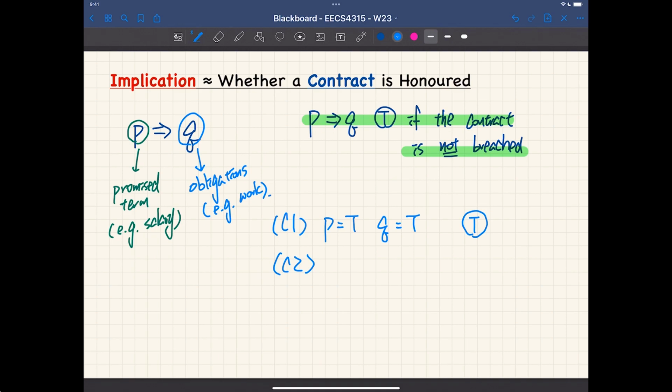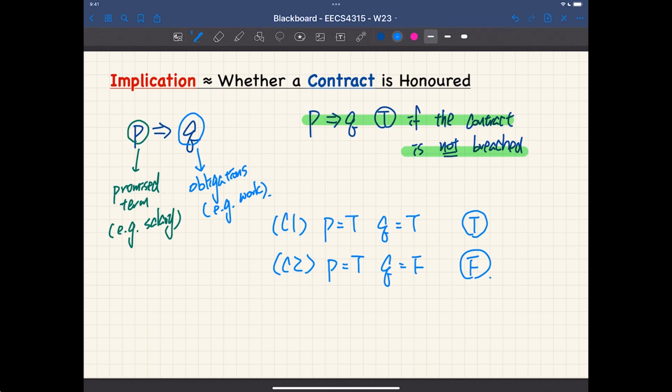Let's say P here is true. You do get paid a salary, but somehow you escape from the work. Let's say you didn't do it. You didn't fulfill the obligation. That means Q would just be false. In that case, was the contract breached? Absolutely. In that case, it would be false. So these are the two cases that are more meaningful.